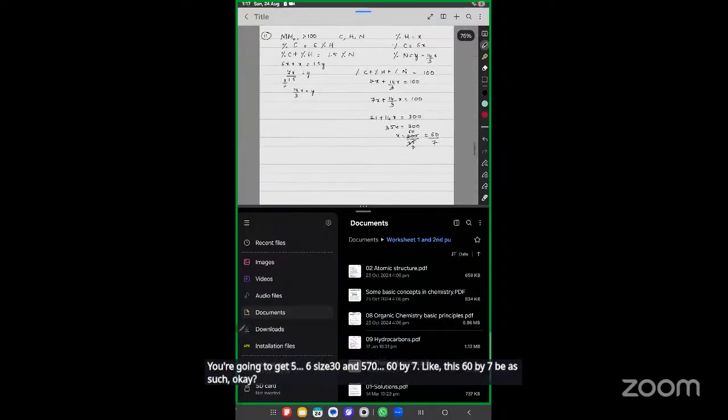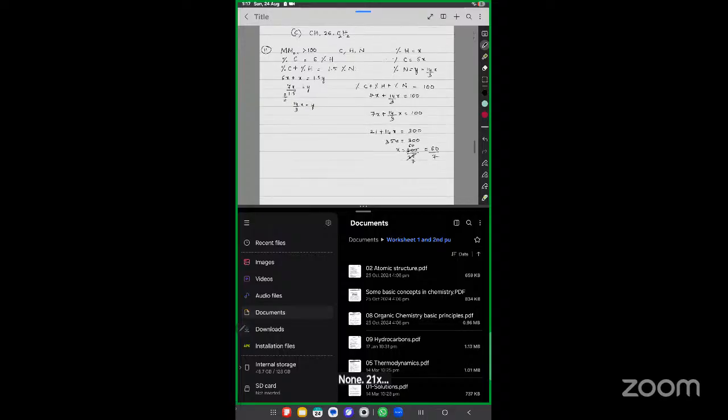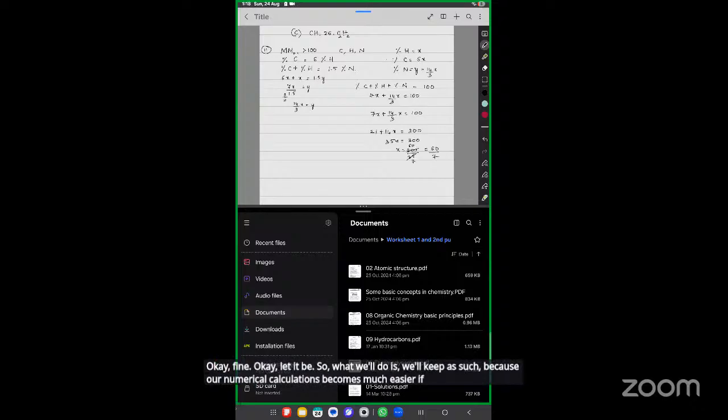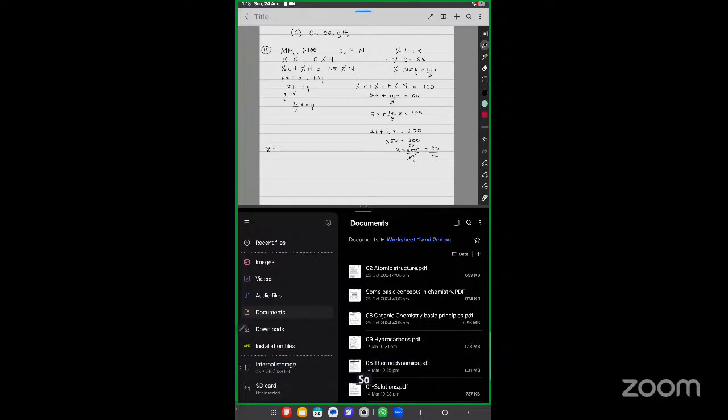Okay, fine, let it be. We'll keep it as such because our numerical calculations become much easier if we keep it this way. So if X is 60 by 7, this is hydrogen, right? Hydrogen is 60 by 7. Carbon would be 6 into 60 by 7. Then nitrogen would be 14 by 3 into 60 by 7. Correct, this is the nitrogen.